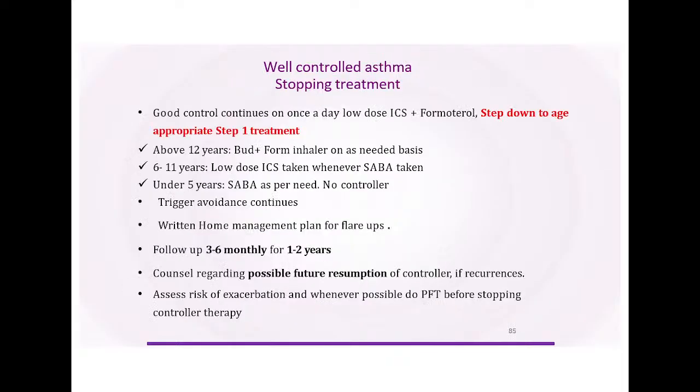Well controlled asthma, stopping treatment. Good control continues on once a day low dose inhaled corticosteroid plus formoterol. Then a step down to age appropriate step 1 treatment. Above 12 years, budesonide plus formoterol inhaler once on an as needed basis. 6 to 11 years, low dose inhaled corticosteroid whenever SABA is taken, and under 5, SABA as per need.